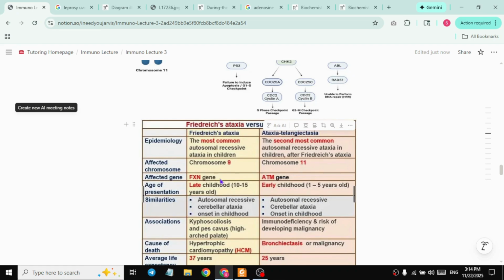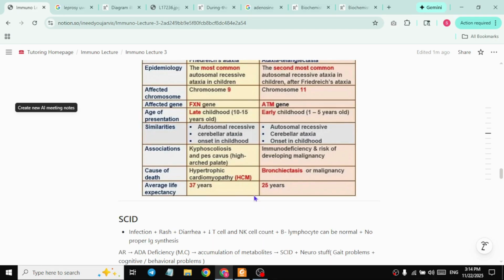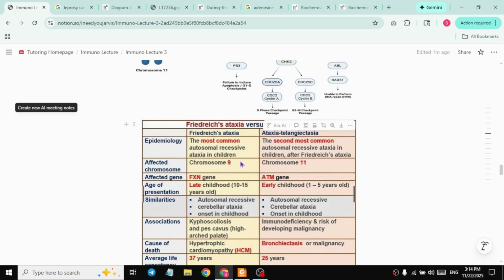Okay, what is the age of presentation? You see early versus late. Similarities, you see both are autosomal recessive. Both lead to ataxia, right? Cerebral problems, and their onset is in childhood, right? We see the physical deformities in Friedreich ataxia, and the spinal degeneration is the thing that makes it much more easily identifiable, right?